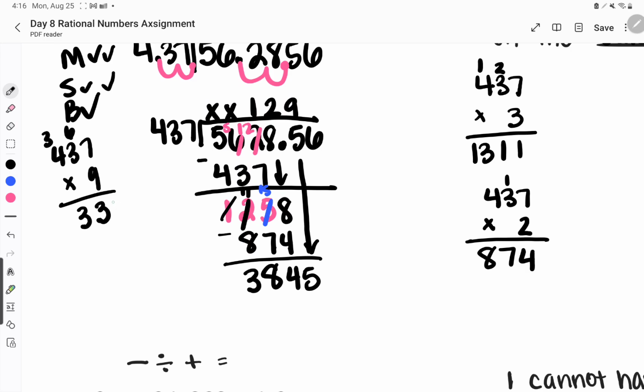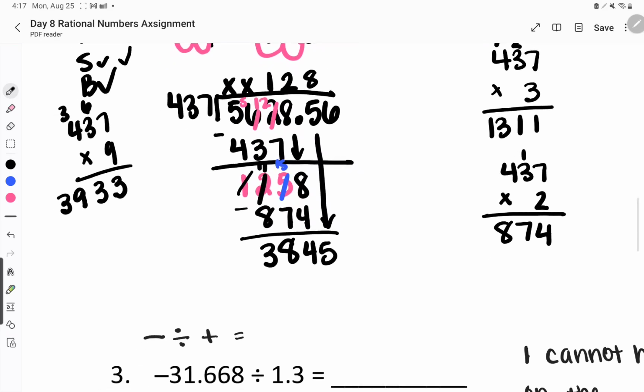9 times 4 is 36. 36 plus 3 is 39. Once again, a little bit too big. So this right here needs to be an 8 instead of a 9. So we'll do 437 times 8.